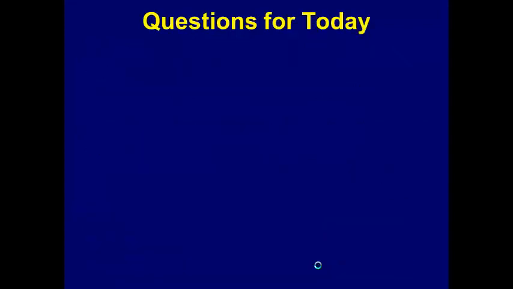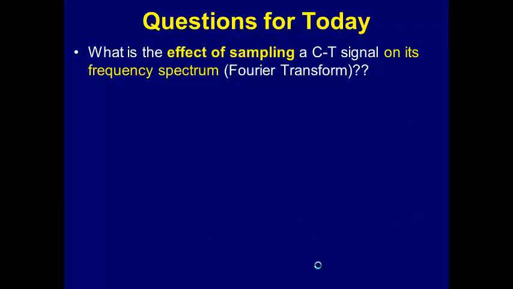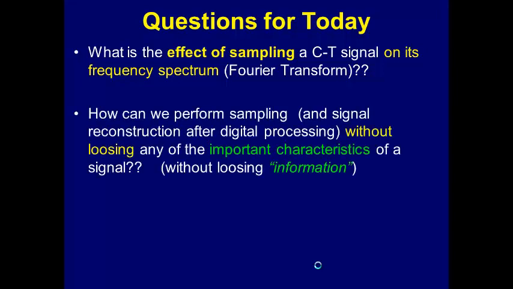Okay. So, our big question for today: what is the effect of sampling a continuous time signal on how that signal looks in the time domain and maybe more importantly in the frequency domain? And when we're talking frequency domain, we're talking Fourier spectra. So I take a signal and sample it, what happens to its Fourier spectrum? That's what we want to know. And from that, we'd like to figure out how we can perform sampling and the flip side of it, getting back into the real world, which we call signal reconstruction, without losing any important information, or anything that we think is important information or important characteristics of a signal.